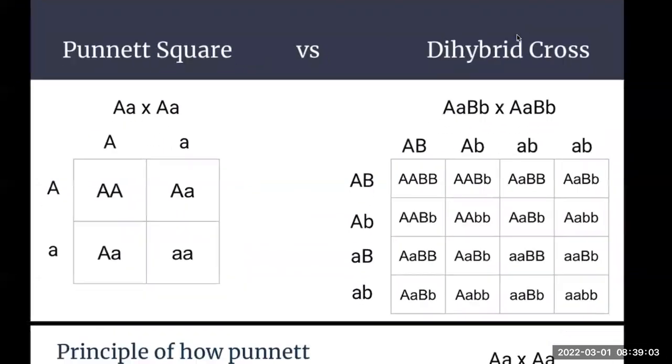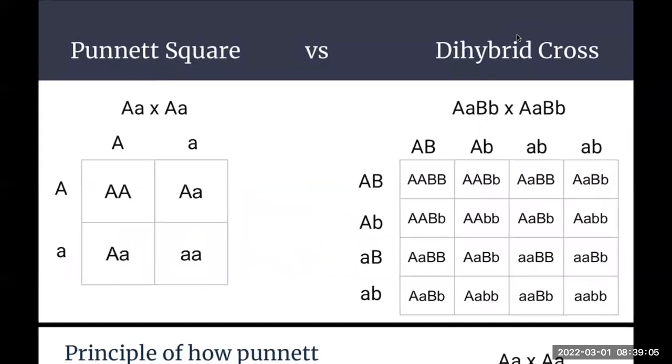Now let's look at the tools that we use for predicting inheritance. The one on the left-hand side you'll be very familiar with. It's called a Punnett square. However, the one on the right-hand side is called a dihybrid cross. This one looks a little bit more complicated. Essentially, they work the same. A dihybrid cross is just a complicated version of a Punnett square. It just has more squares in it.